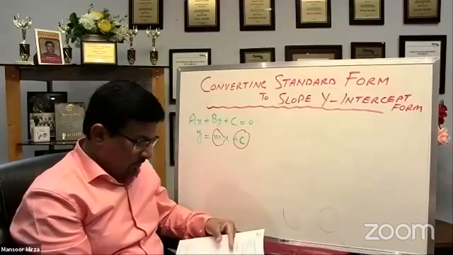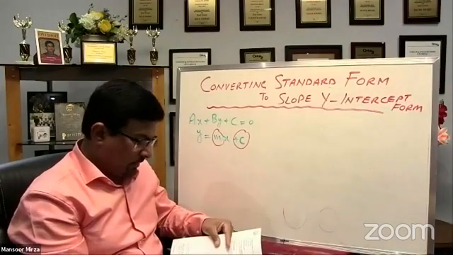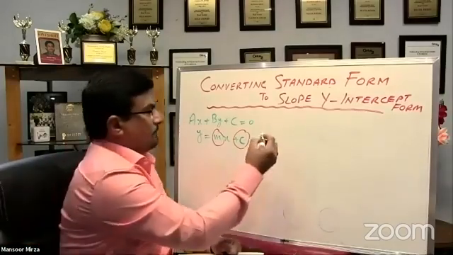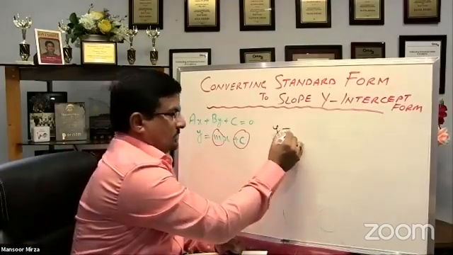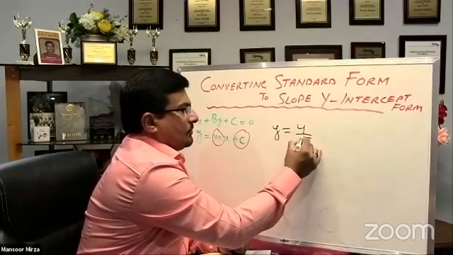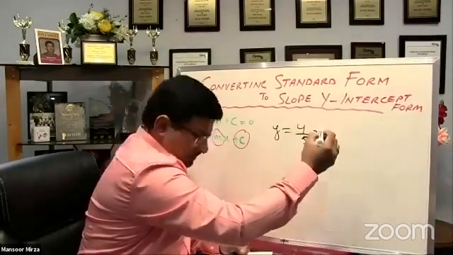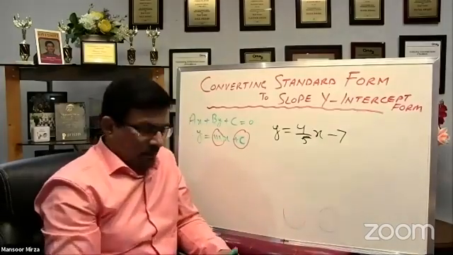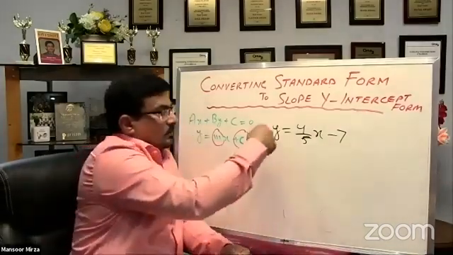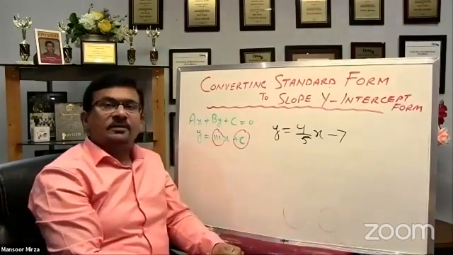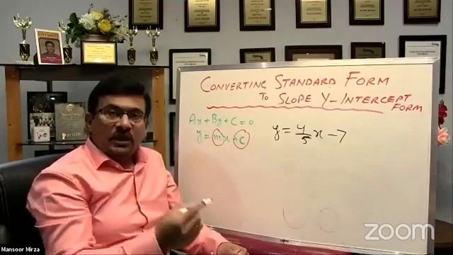So the standard form, let's use another example. I'm given a Y-intercept form like this. Y is equal to 4 over 5x minus 7. So in this case, as you can see, I'm given the Y-intercept form. So now I'm going to change this Y-intercept form to standard form.